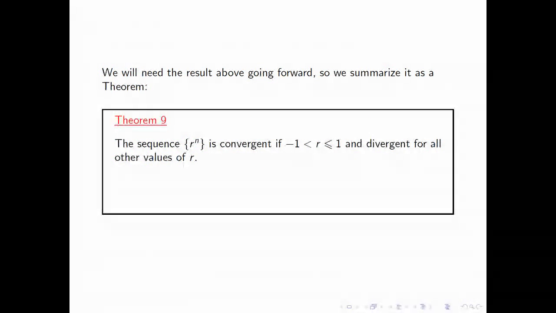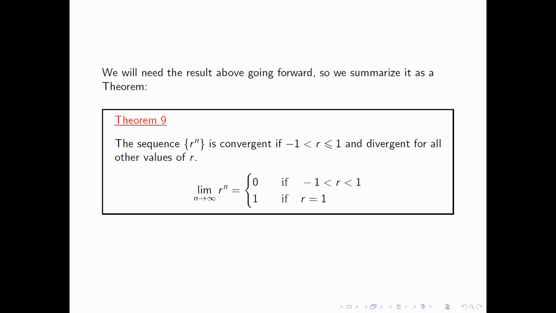Okay, so this result is important, so we need to summarize it into a theorem. The sequence R to the n is convergent if R is strictly greater than -1 and less than or equal to +1. And it's divergent for all other values of R. In other words, values outside of that range. So when R is larger than +1 or less than or equal to -1.